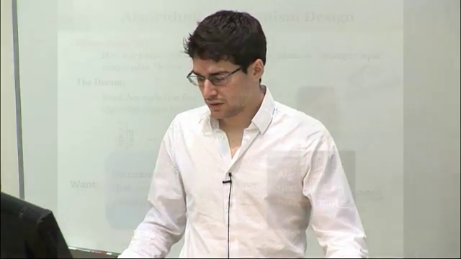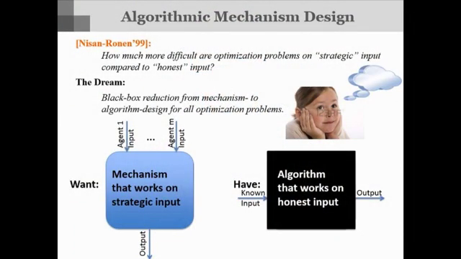What I mean by that is that you really want to have some mechanism that works on strategic input. It should take as input m different agents who are going to report their input, and then it's going to produce some good output. Instead, what you have is just some algorithm that works on honest input. So it takes the input that's known and is correct in some sense, and then produces an output. Even more, we'd like to say that you just have black box access to it, which means you can't actually look inside. You can just probe it with inputs and see what it outputs.